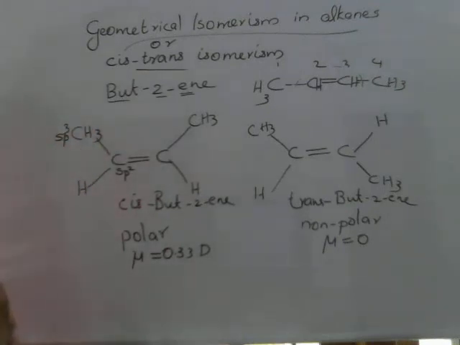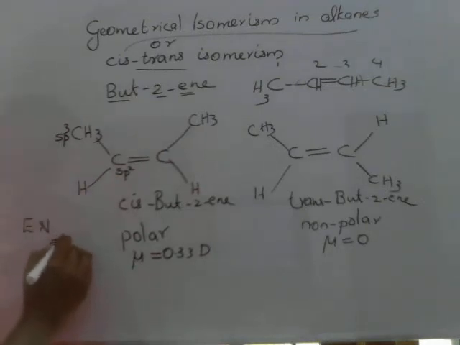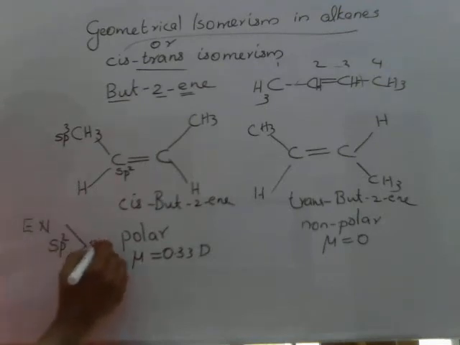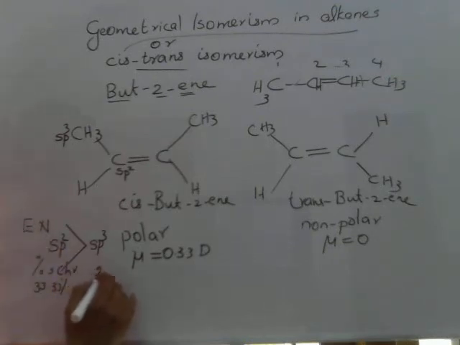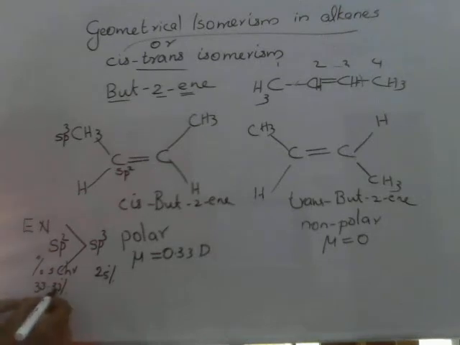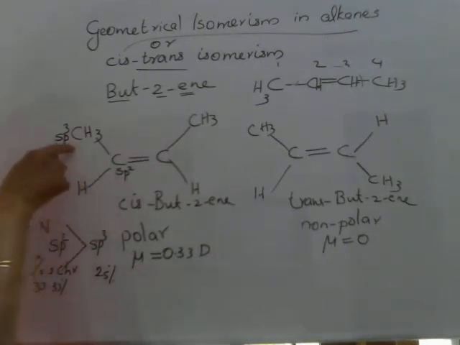So which is more electronegative? sp2 carbon atom with more percentage of s character is more electronegative. Electronegativity of sp2 carbon atom is greater than that of sp3 carbon. Why? Because of percentage of s character. Percentage of s character is 33.33 percent in the case of sp2. Here the percentage of s character is only 25%. Greater the s character, greater the electronegativity. So sp2 carbon atom is more electronegative than sp3 carbon.